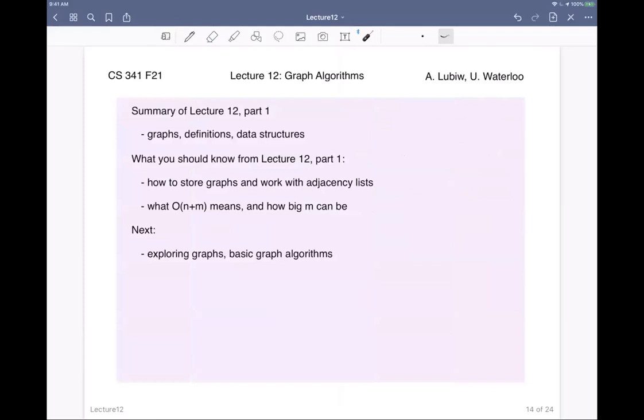Okay, so that was the first part of this lecture. In general, in my lectures, I'm going to have these purple colored slides occasionally as sort of pause points, where if you're tired of watching a video all in one sitting, you can pause at this point. Each time I'm going to summarize. So far we saw definitions of graphs and paths and trees and so on. We saw how to store graphs. What you should be able to do from this first part of the lecture is know how to store graphs, how to work with adjacency lists, what order n plus m means, and how big m can be. And next, we're going to talk about exploring graphs.